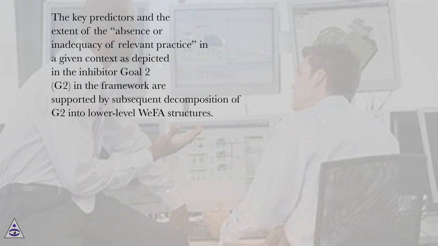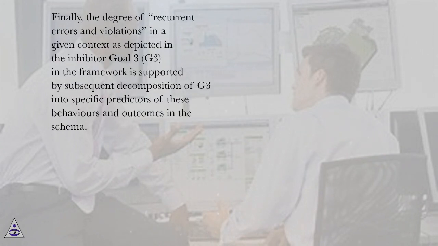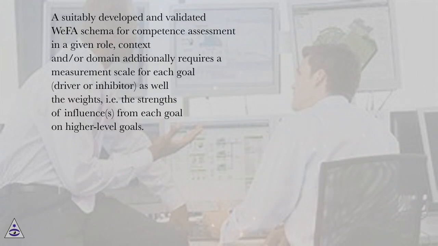The key predictors and the extent of the absence or inadequacy of relevant practice in a given context, as depicted in the inhibitor goal 2, G2, in the framework, are supported by subsequent decomposition of G2 into lower-level WFA structures. Finally, the degree of recurrent errors and violations in a given context, as depicted in the inhibitor goal 3, G3, in the framework, is supported by subsequent decomposition of G3 into specific predictors of these behaviors and outcomes in the schema.